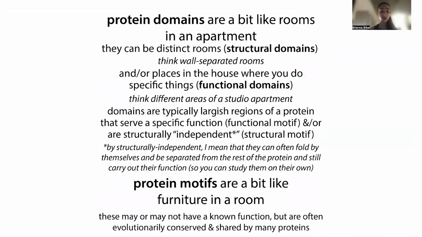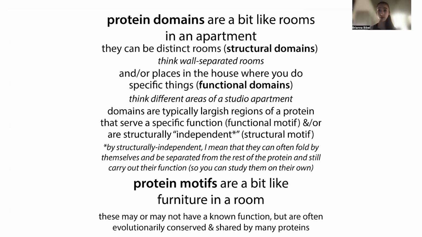When we talk about trying to characterize the actual folded up protein, there are different terms that we can use. And often we want to talk about different parts of a protein. A word that we can use to talk about these different parts of proteins is domain. They're kind of like rooms in an apartment. So they can be distinct rooms, which would be like a structural domain, kind of like a wall separated room.